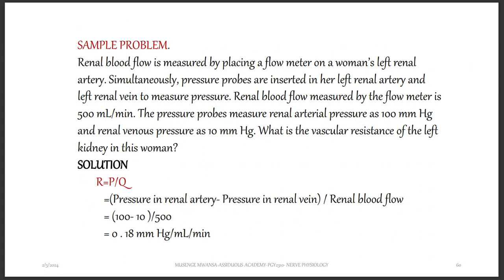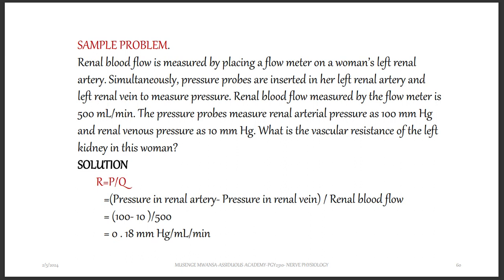So look at this question. Renal blood flow is measured by placing a flow meter on a woman's left renal artery. Simultaneously, pressure probes are inserted in her left renal artery and left renal vein to measure pressure. Renal blood flow measured by the flow meter is 500 mL per minute. The pressure probe measures renal arterial pressure as 100 millimeters of mercury and renal venous pressure as 10 millimeters of mercury. What is the vascular resistance of the left kidney in this woman?